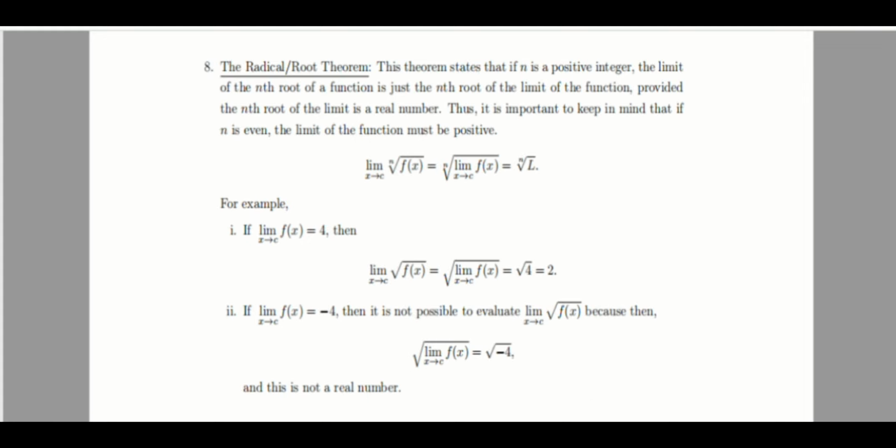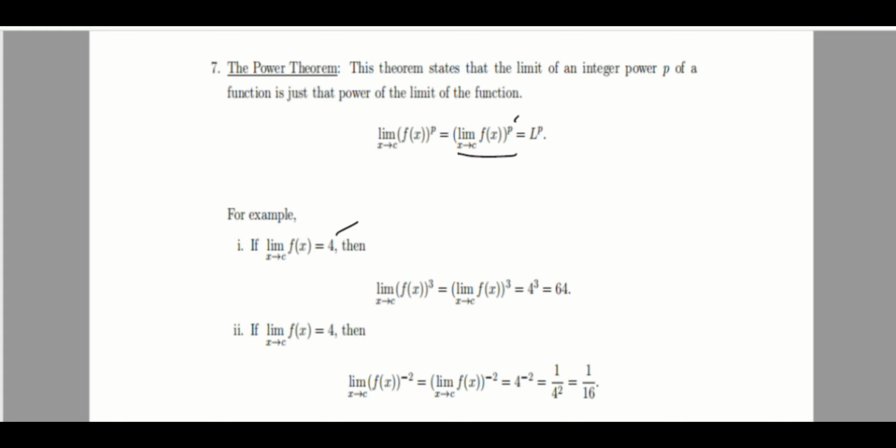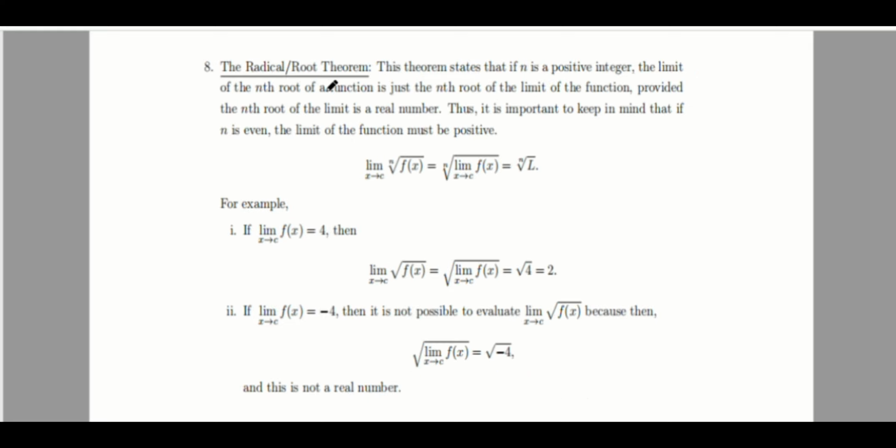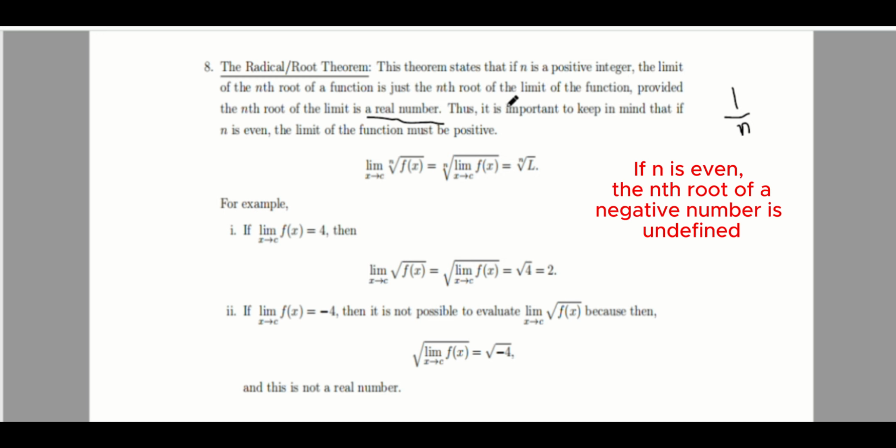And we have the radical theorem. So this is just, I think, a special case of the power theorem, because here p is, in general, an exponent, a power. Here, when we say radical, the exponent is just 1 over n. So it's still a power. 1 over n is a power. So this theorem states that if n is a positive integer, the limit of the nth root of a function is just the nth root of the limit of a function, provided that the nth root of the limit is a real number. So it is important to keep in mind that if n is even, the limit of the function must be positive.